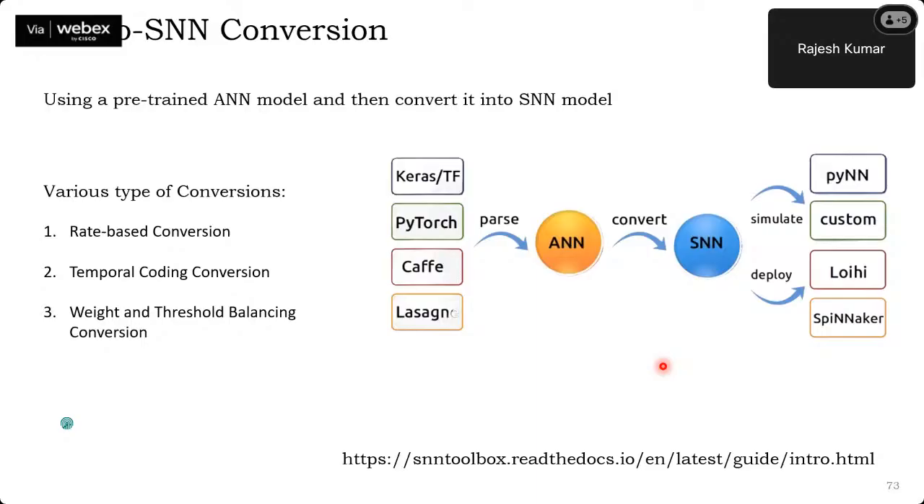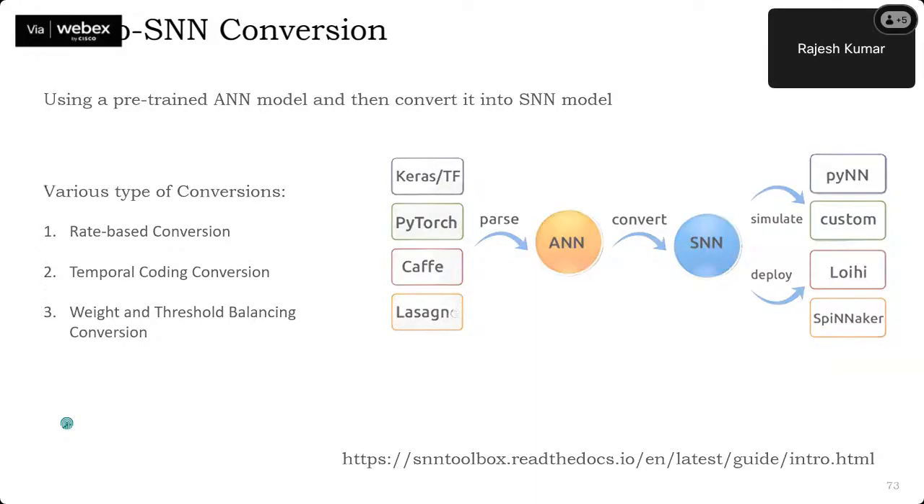There are 3 popular conversion techniques: rate based conversion, temporal coding, and weight and threshold balancing conversion. This tool, the SNN toolbox, is available, where you can use this. So basically you can convert your ANN to an SNN, and then you can use it.